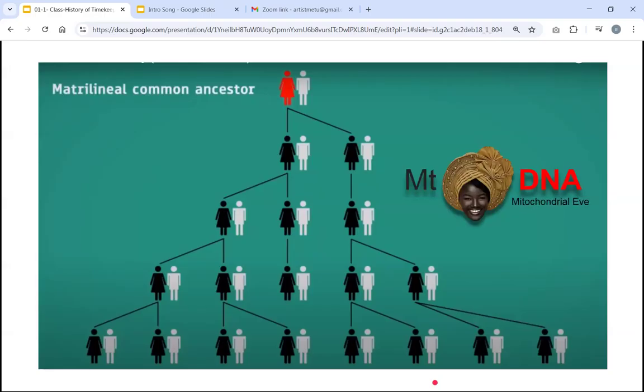So do we have an understanding of what mitochondrial DNA is? You can just raise your hand. You don't have to say anything, or just type in the box.